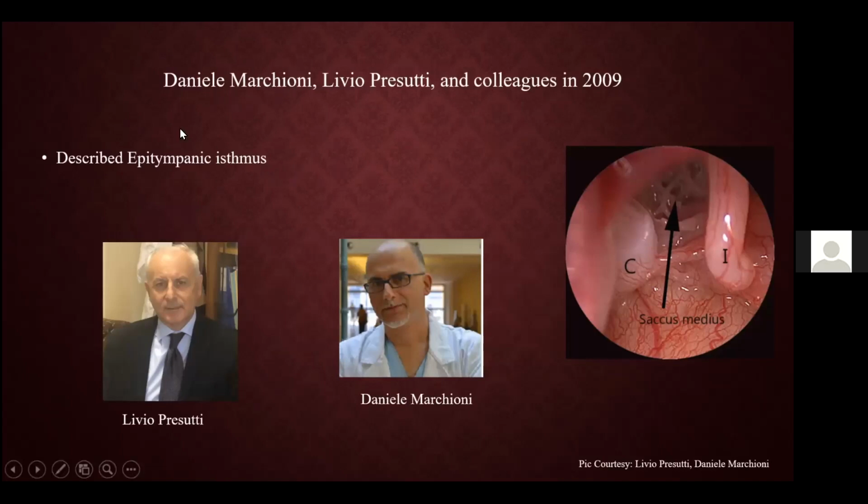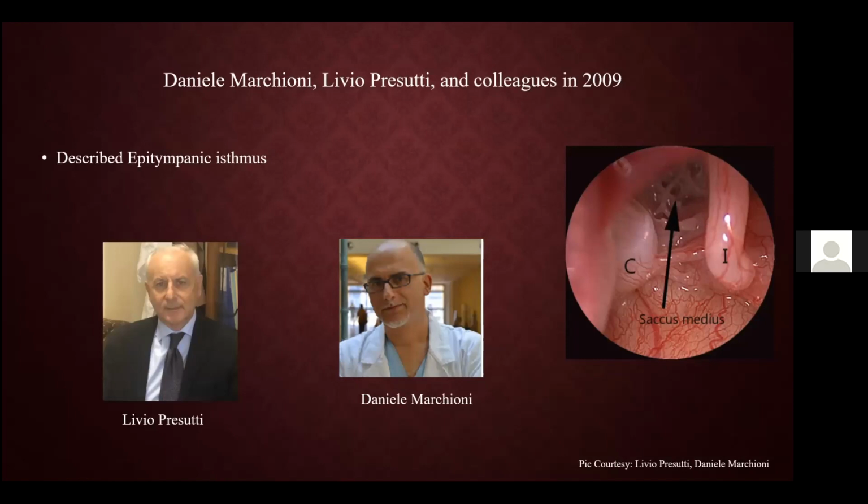Famous professors in ENT, Daniele Marchioni and Livio Presutti, in 2009 described a very important space or ventilation pathway, the epitympanic isthmus between the cochleariform process and the incudostapedial joint, which is responsible for the ventilation of the attic, the anterior attic. Sometimes the disease remains even despite our efforts with microscopic ear surgeries. So the endoscope really helped in these types of recesses, which we'll discuss in the coming slides.